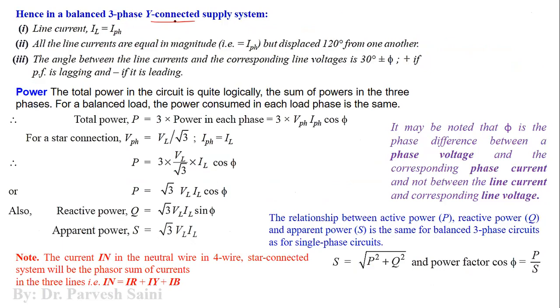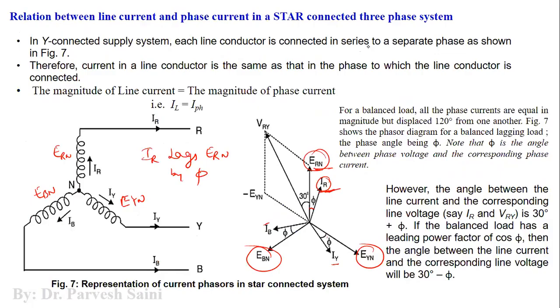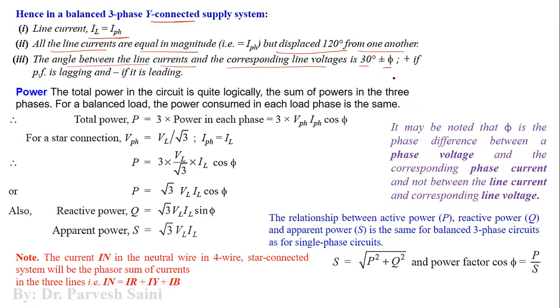So in a three-phase star connected system, line current is equal to phase current. All the line currents are equal in magnitude, but they are displaced at 120 degree from each other. That is an inherent characteristic, right? The angle between the line currents and corresponding line voltages is 30 degree plus minus phi. You can see here, this is the line voltage and this is the phase current, right? And the angle between them is 30 plus or minus phi, right? So this is what we have written here. Plus if it is lagging, as we have already discussed, positive phase angle plus phi means lagging and minus phi means leading. So in our last lecture, we have discussed this thing.